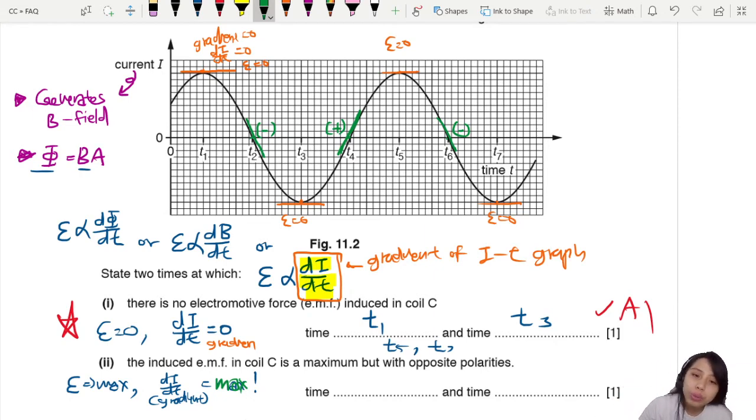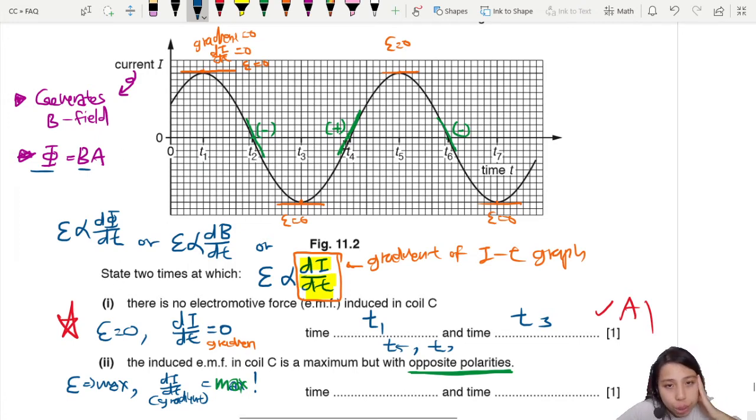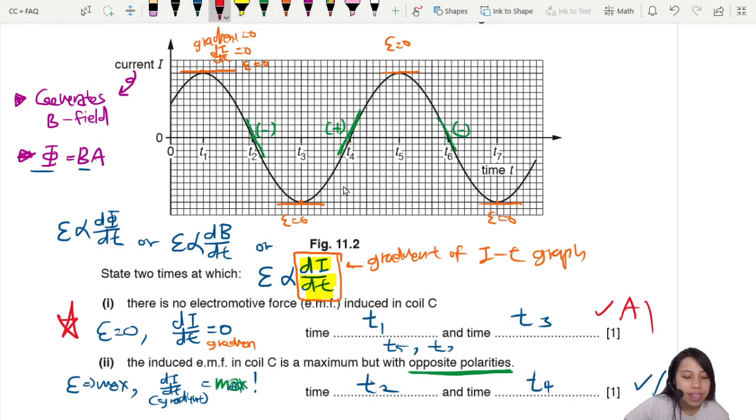So which one shall we choose? Be careful, they say maximum but with opposite polarities. Means if this one is negative, then you choose a positive one, opposite polarities. So different gradient, different EMF, one positive, one negative. So I'm going to choose T2 and T4. You could also choose T4 and T6 because they're opposite, but I'm just going to choose the first one. So this is A1.